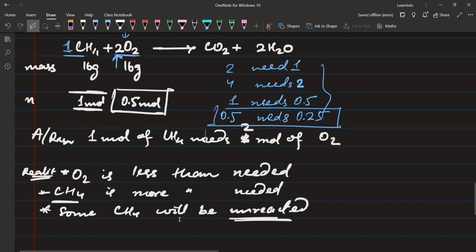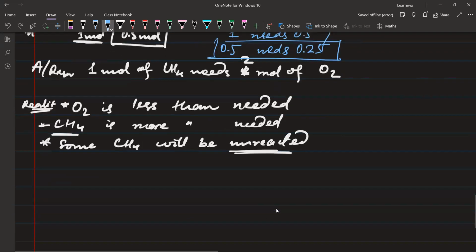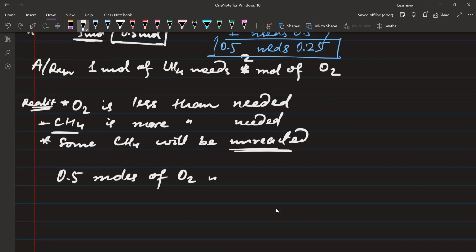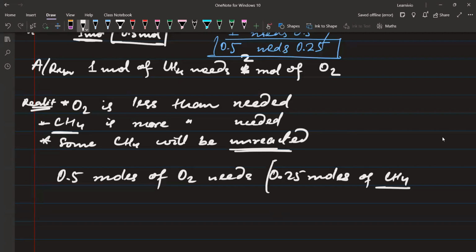0.5 moles it will need how much? So we had how many moles of O2? 0.5. So 0.5 moles of O2, I will write: 0.5 moles of O2 needs 0.25 moles of CH4. ठीक है. So इतना moles of CH4 will be reacted, the rest will be unreacted.